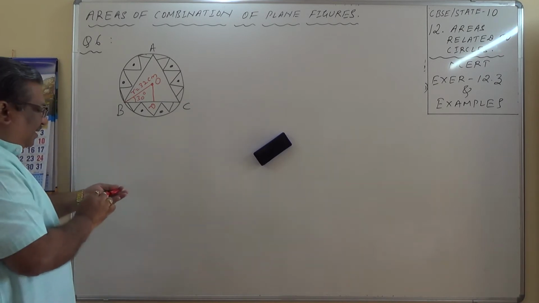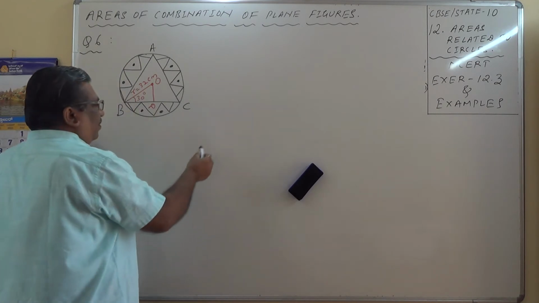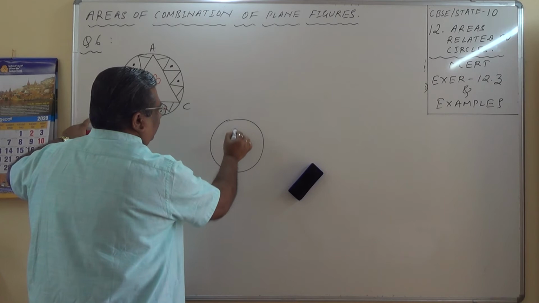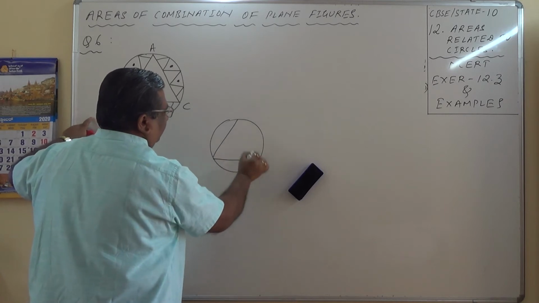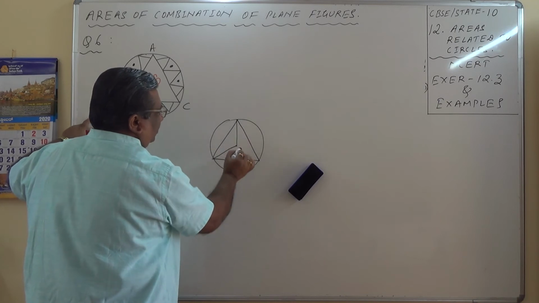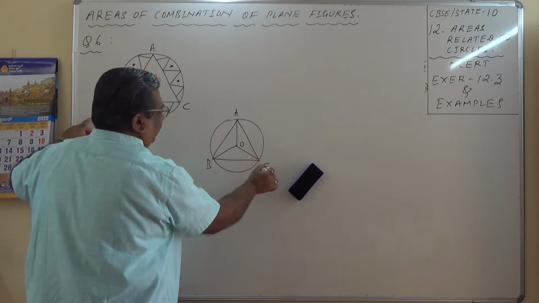Why it is the angular bisector, I just want to explain to you over here, which need not be proved as such. See, this is an equilateral triangle, with center here. Join this now. This is A, B and C.